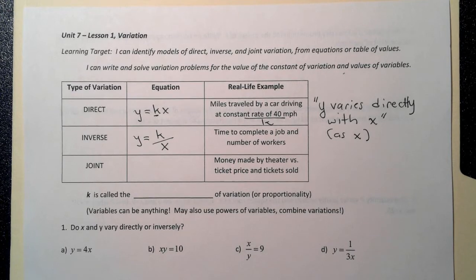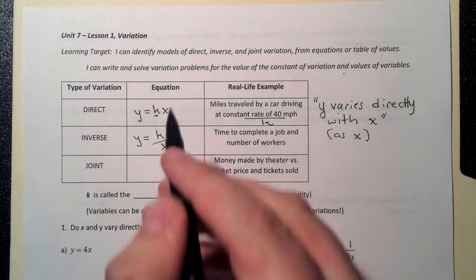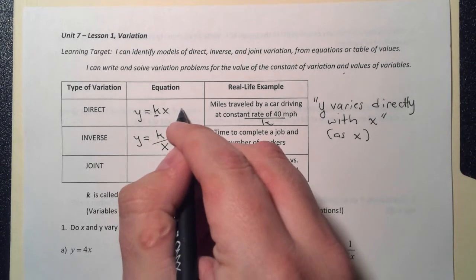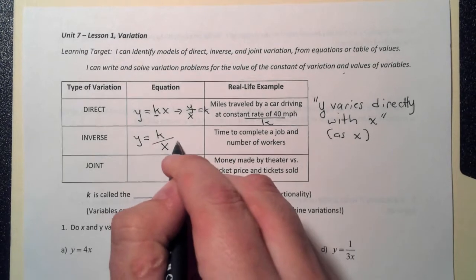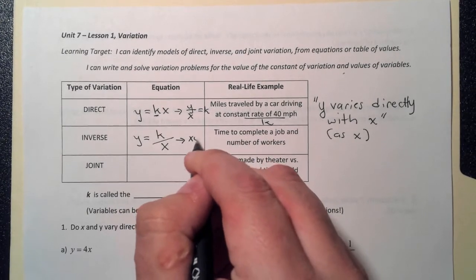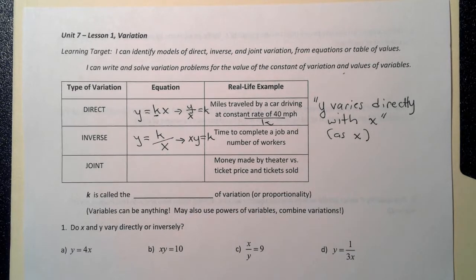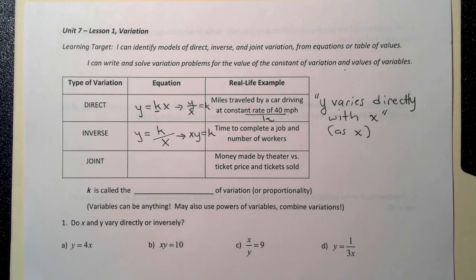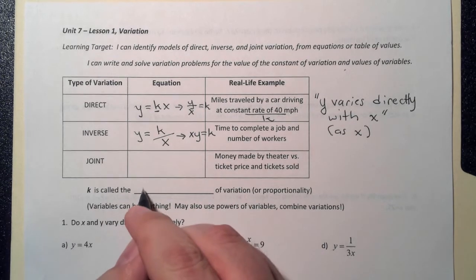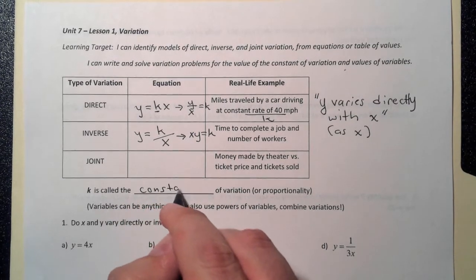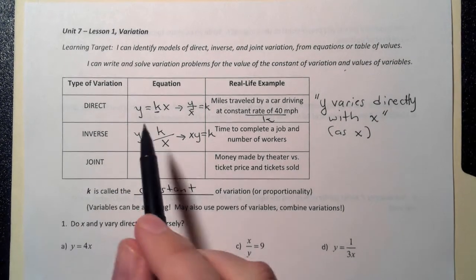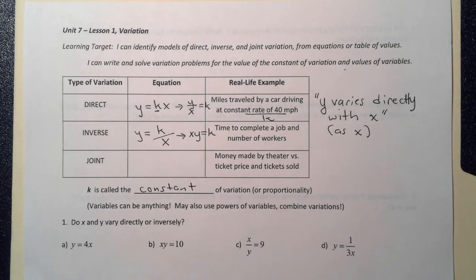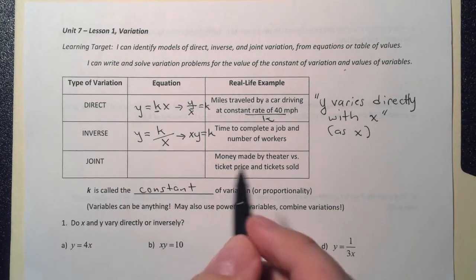We will also see that we can manipulate these to say things like y equals kx is also the same as y over x equals k, and y equals k over x is also the same as xy equals k. Now understand, in all of these, k represents a constant. It is called the constant of variation, or sometimes the constant of proportionality. So these are two very simple types of variation. We're going to see more complicated forms, starting with what is called joint variation.